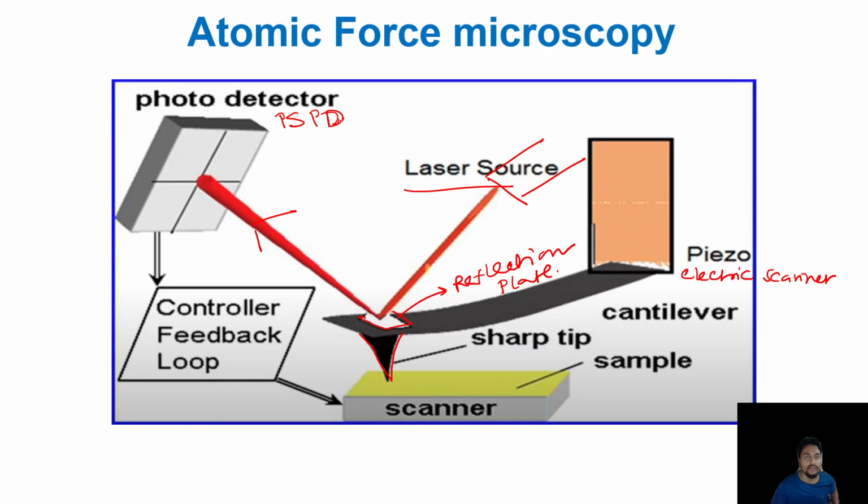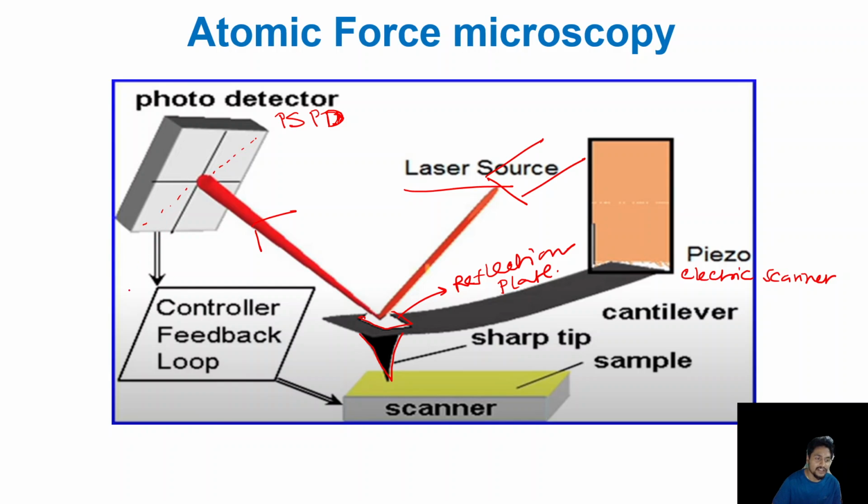What is a photo detector? A photo detector is a detector where, when light falls on it, some kind of voltage is generated, right? It is also a kind of photoelectric effect. Whenever a photon falls on it, an electron comes out, and we measure the current. But position sensitive means at different positions we are going to get different voltages, right?